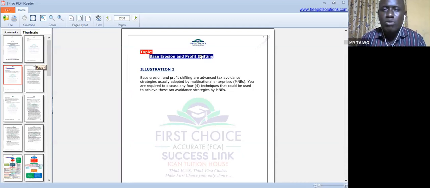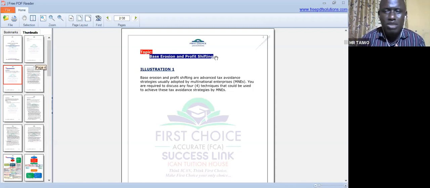Now, they have a technique they use to move that profit. If you are doing that, you are doing profit shifting. It means that in the exam, if the examiner puts to you BEPS, base erosion and profit shifting, the first thing you need to know is that there are two things.